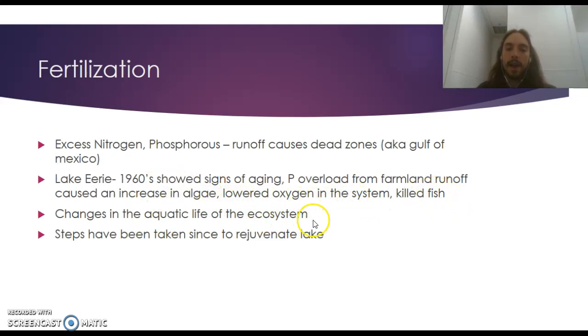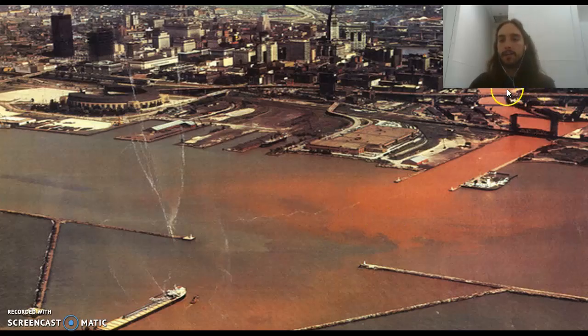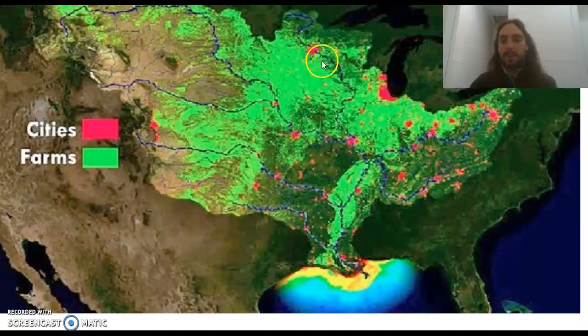It changed the aquatic life of the ecosystem, and it cost a lot of money for them to rejuvenate Lake Erie. It's still not rejuvenated, but steps have been taken since then to rejuvenate the lake. So here's Lake Erie. Here's all of this gross runoff that we're looking at here. This river right here actually caught on fire multiple times in the 60s, and no one could figure out why until some scientists got together and told them, hey, you're dumping stuff into the water, and of course it's going to catch on fire. So here is just how phosphorus and nitrogen runs off from farmlands.